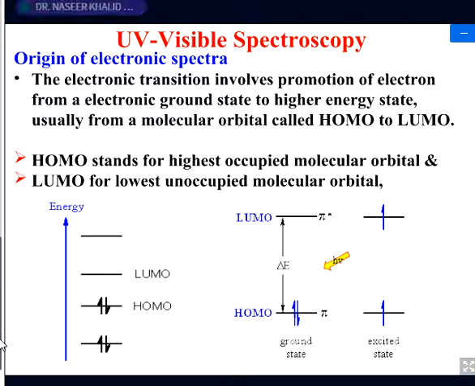What is the origin? How is electronic spectroscopy obtained? We know that these are energy levels: this is low energy, this is high energy, this is further high. These are the energy levels in which there are no electrons. We can categorize all these energy levels into two types: one is known as the HOMO, and the other is known as the LUMO.